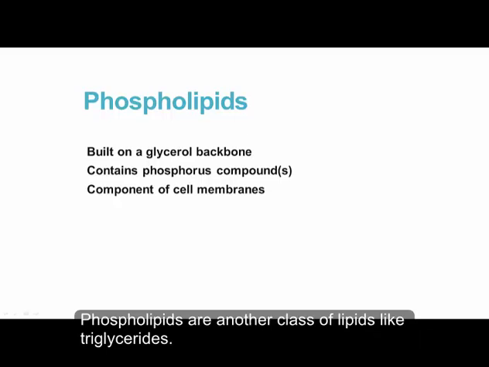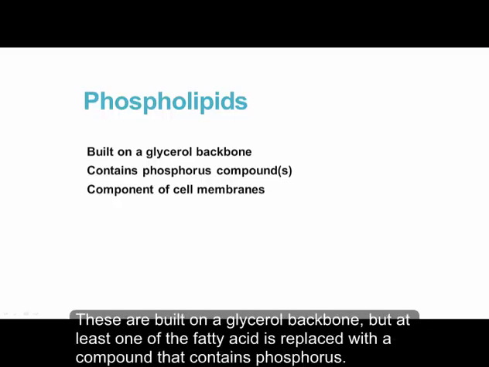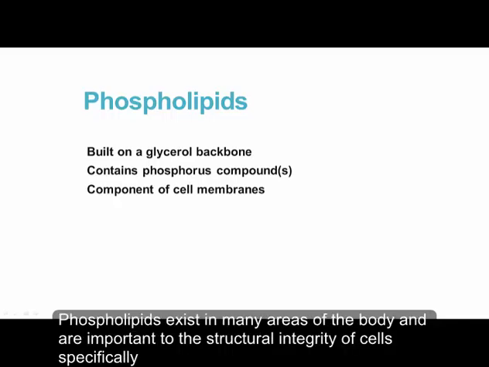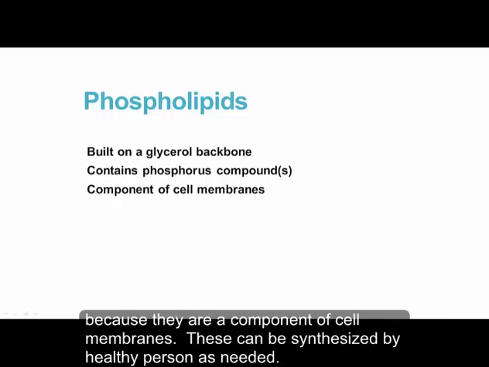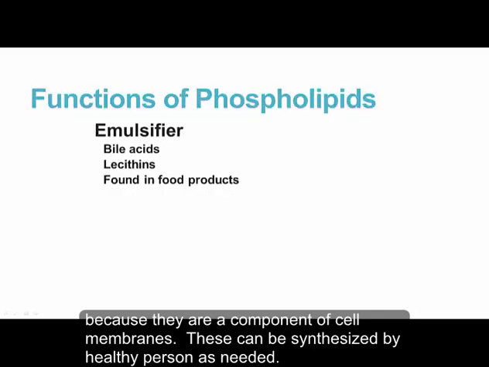Phospholipids are another class of lipids. Now, like triglycerides, these are built on a glycerol backbone, but at least one of the fatty acids is replaced with a compound that contains phosphorus. Phospholipids exist in many areas of the body and are important to the structural integrity of cells, specifically because they are a component of cell membranes. These can be synthesized by a healthy person as needed.